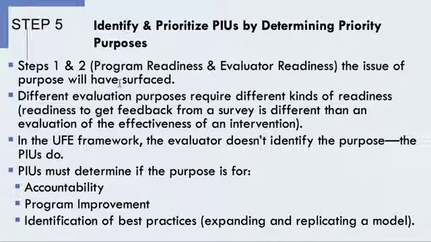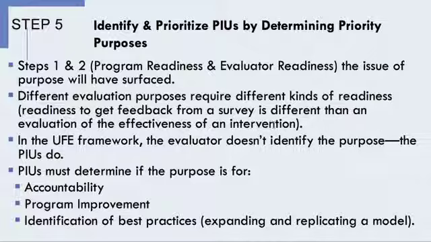So with step 5, this is another example in steps 1 and 2 where the issue of purpose will already have surfaced. So as you're determining programming readiness and evaluator readiness, you're actually saying to yourselves, well, what's really the purpose of our evaluation? So different evaluation purposes require different kinds of readiness. For example, when you're getting feedback by your users from a survey, that's many times different than evaluation of the effectiveness of an intervention.